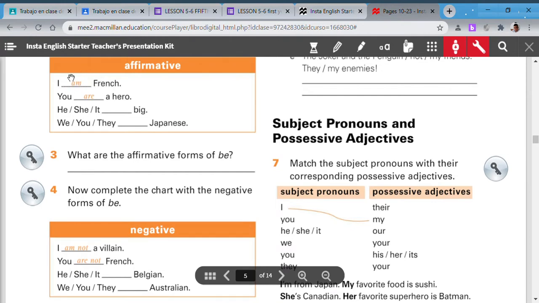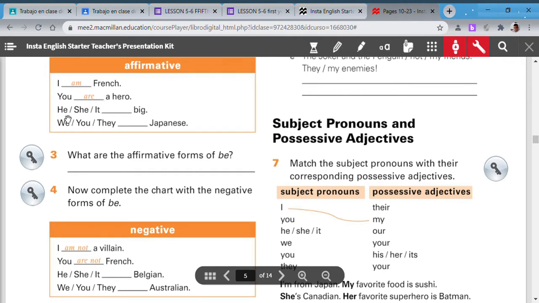In this second case it says you are a hero, you are a student, you are a police officer. In this case, you are is working as singular. With this article, it says that it's singular.